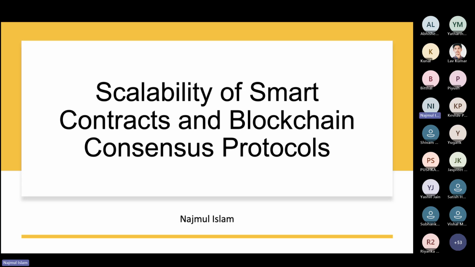So I was following what Dr. Divya was teaching, and I saw that very hands-on things were provided. So I thought that maybe I will give some theoretical knowledge about the consensus algorithms and also the scalability issues surrounding smart contracts and the consensus protocols.